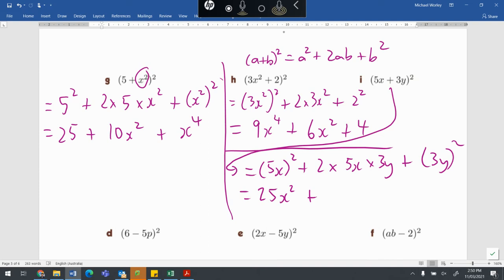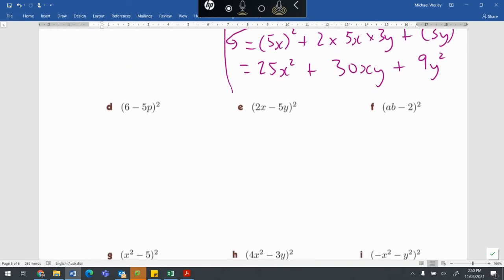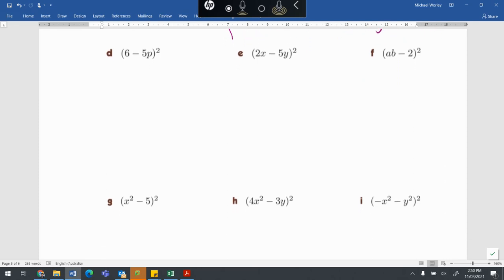2 times 5 is 10. And we've got an x and a y, so it's going to be xy. 3y all squared is 3 squared and y squared, which is 9y squared. Nice. Now it's minus, so we're going to need to go take.